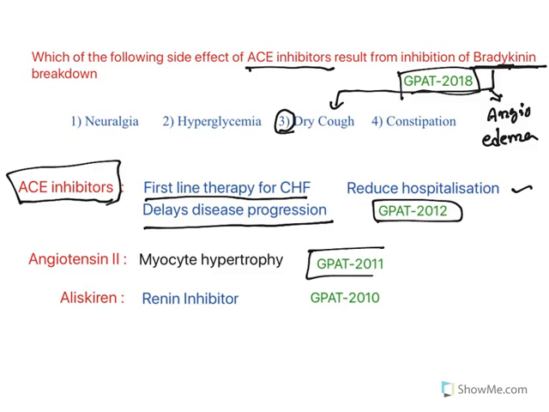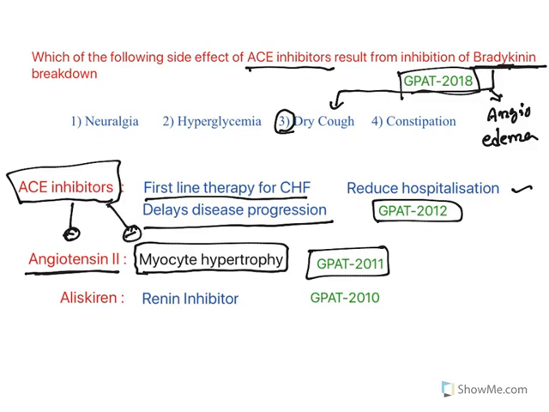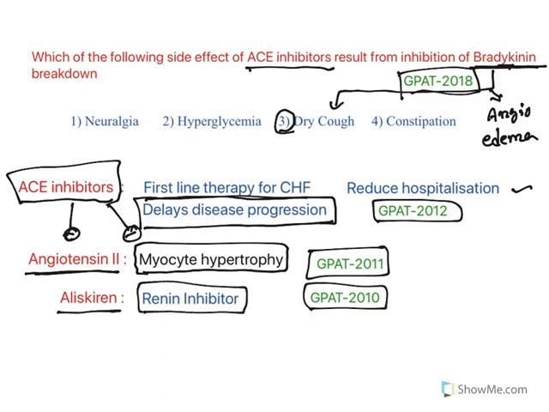Now, in 2011, this is what is given. Angiotensin, what does it cause? It causes myocyte hypertrophy. ACE inhibitors will reduce the formation of angiotensin II, and they will reduce the condition of myocyte hypertrophy. That is the reason why they delay disease progression of congestive heart failure. Now, the last one, in GPAT 2010, there is a question about aliskiren. What is aliskiren? It is a renin inhibitor. So, all these questions are based on ACE inhibitors.